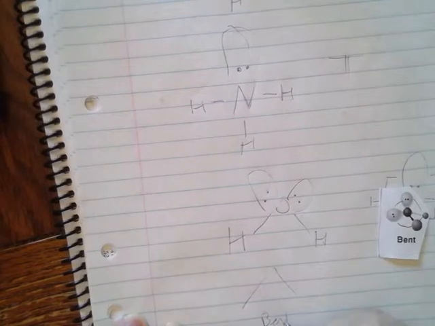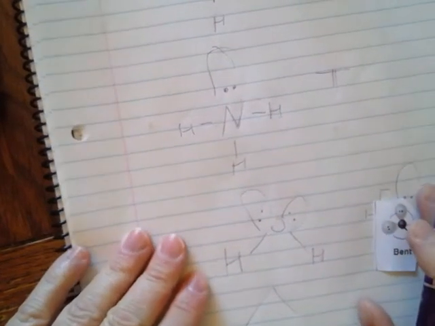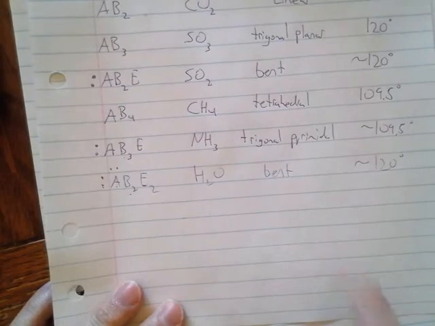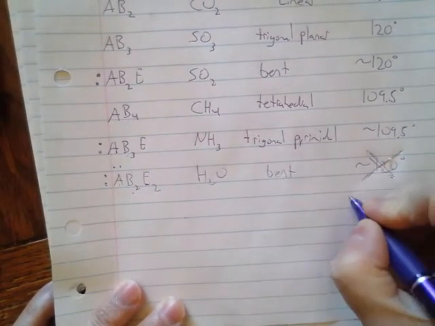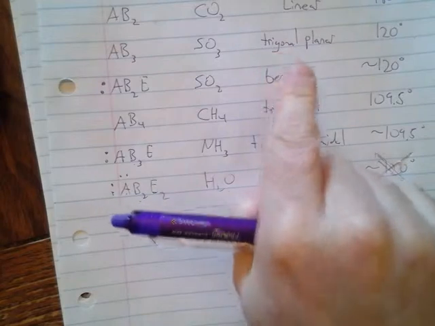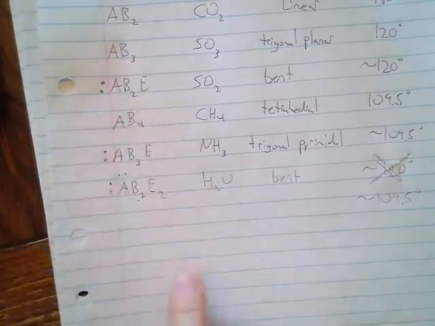The only thing I want to point out is that water's bent shape and SO2's bent shape are not the same angle. Water is based off of the tetrahedral, right? So water is not 120 degrees. Water is about 109.5 degrees. Like I said, probably closer to 107. But as you can see, it's not the same angle as SO2's bent, because SO2 was based off of an AB3 molecule, where water was based off of an AB4 molecule. And that is VSEPR theory.